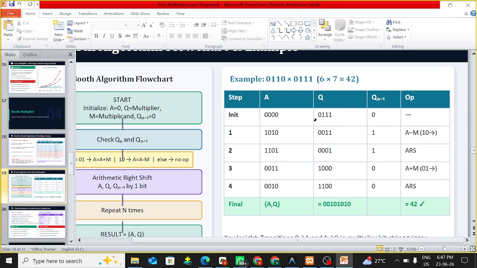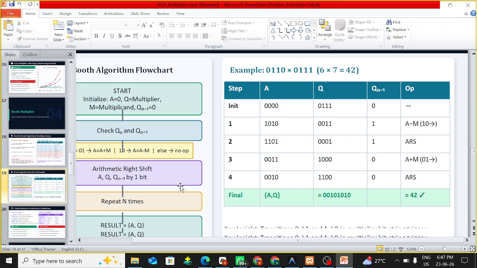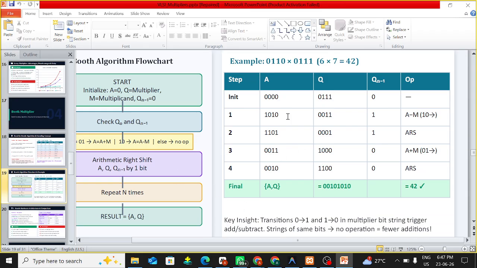So after you get like this, the next thing you need to do is shifting. Okay. You need to do shifting. So how to do this shifting? Like I said, right? First you need to write A and afterwards Q and Qn minus 1. You need to join these bits into one. Okay. So after joining, if you apply an arithmetic right shift for this, how are your bits going to become?